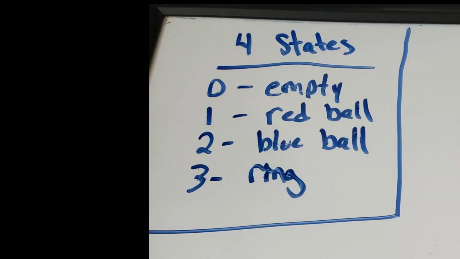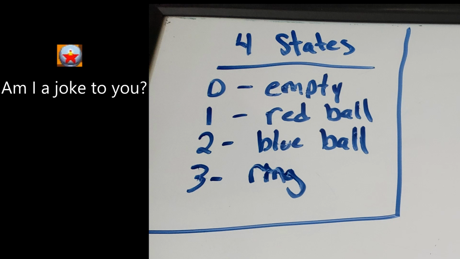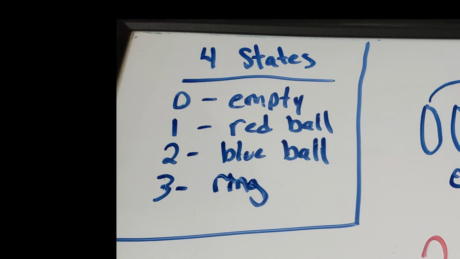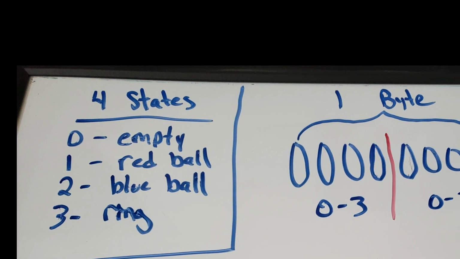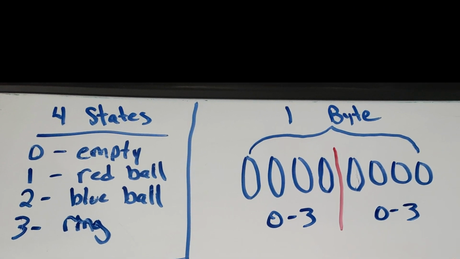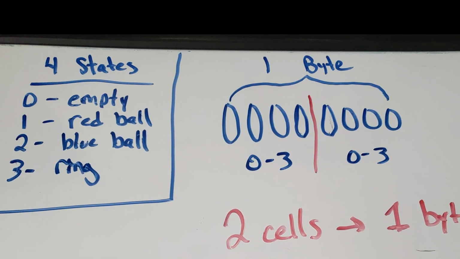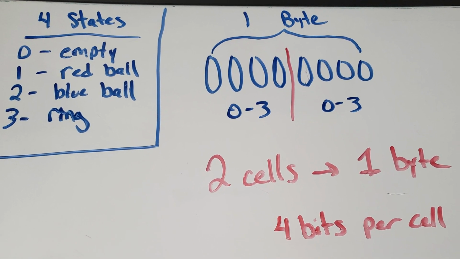If you think about any one spot on the grid, it has four possible states, right? There can be an empty spot that you're standing on, there can be a red ball there, a blue ball there, or a ring. So since we only need four states for every spot on the grid, we can actually split a byte of data right in half to represent two cells, and that's what we ended up doing. This allowed us to save space in the final level size, and we didn't have to use any compression. So it was a good system that we ended up with.